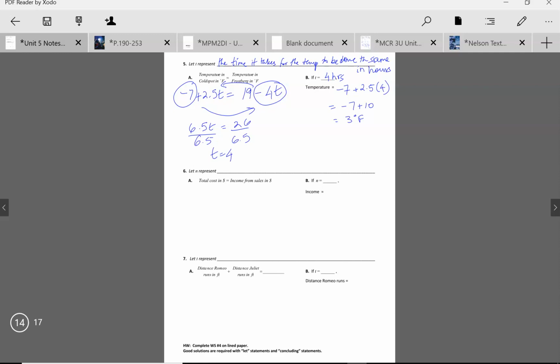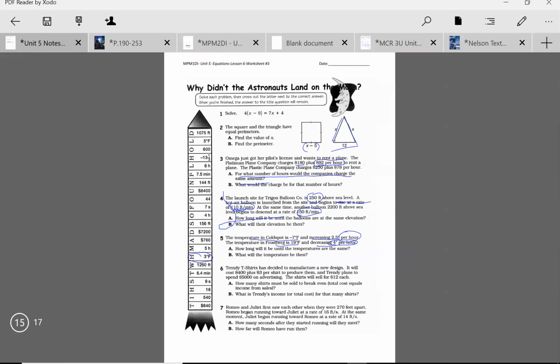So yeah, again, don't forget your therefore statement. The time it takes for the temperature to be equal is 4 hours, and the temperature is 3 degrees Fahrenheit. So you're going to write all that down. As said here, good solutions are required with let statements and concluding statements. So don't forget those. But meanwhile, we're going to check out question number 6, trendy t-shirts.